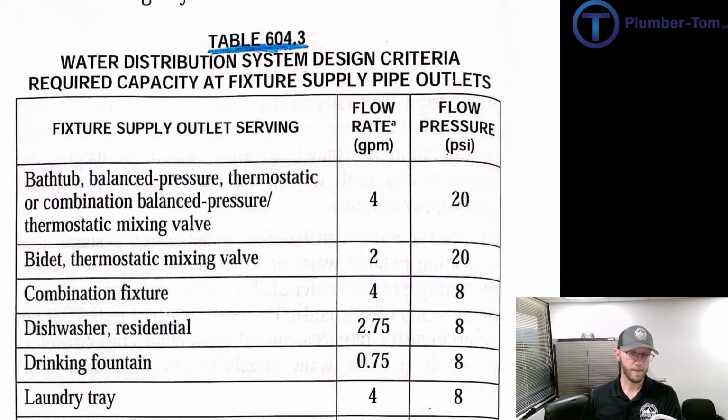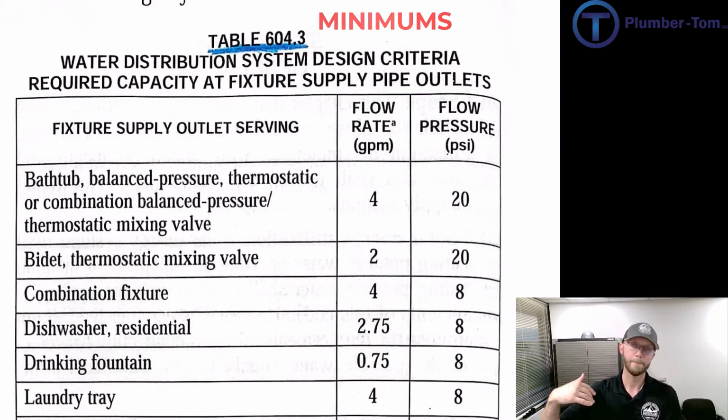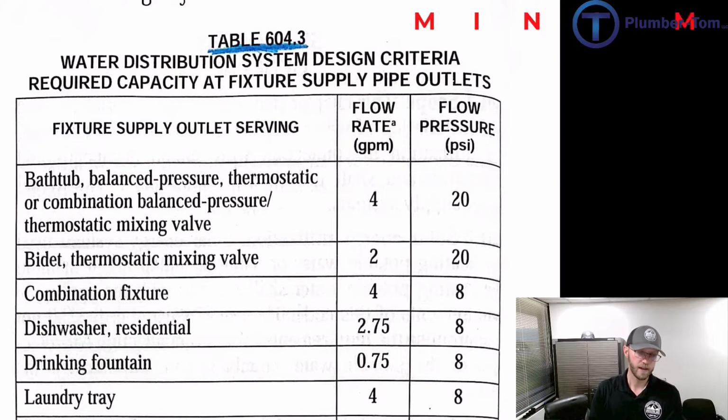Have a look at table 604.3 with me. The water distribution system design criteria required capacity at fixture supply pipe outlets. Say that 10 times fast. May I point out that this table is going to give us a list of minimums. You might even pencil that into your book. Minimums. Minimum meaning this is at the lowest what we should be able to deliver with our piping system.